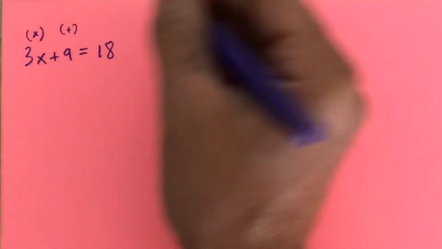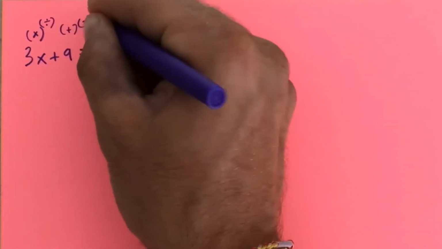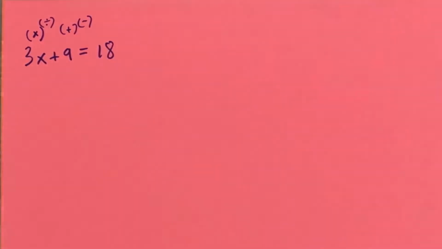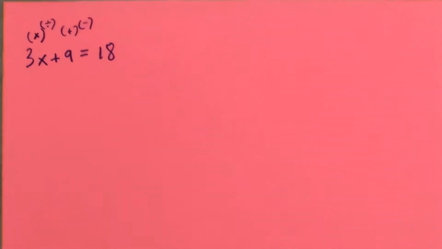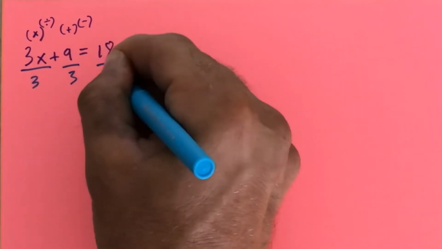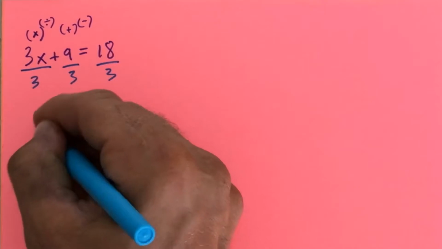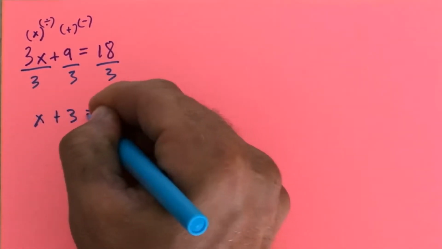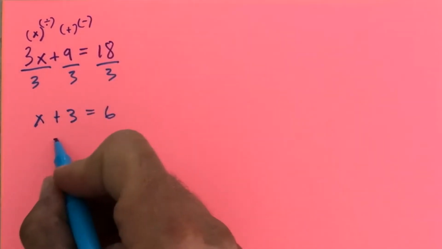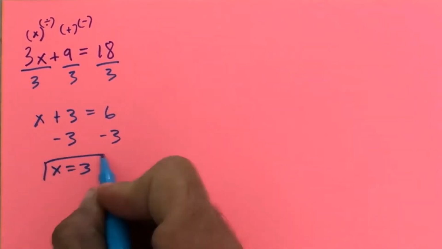So if we're going to get x by itself, we're going to have to do the opposite and divide and subtract. But which to do first? Well, you could do division first. You could do that. And that means you would have to divide everything here, right? And you end up with x plus 3 is equal to 6. And then since you are adding, you're going to need to subtract, and you get x equals 3.